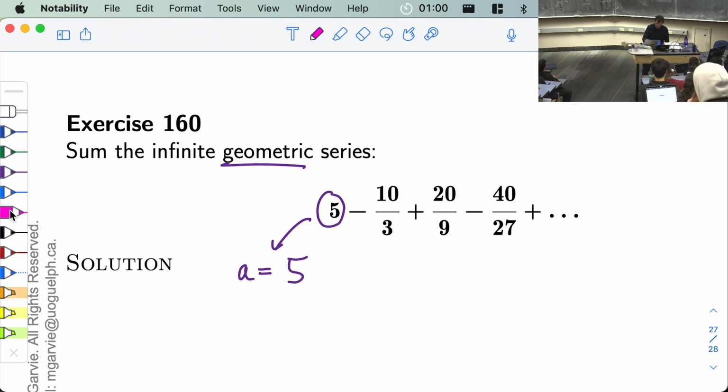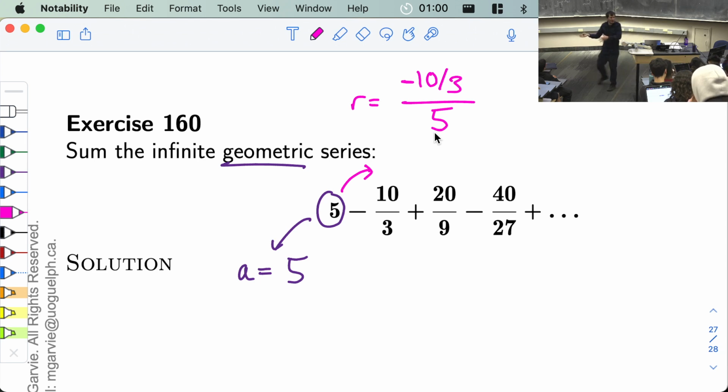What is the common ratio? What do you have to multiply 5 by to make negative 10 thirds? So r is the common ratio. It's going to be negative 10 thirds divided by 5, right? The thing you have to multiply 5 by to get negative 10 thirds is negative 10 thirds divided by 5. That's how multiplication works. So r is negative 10 thirds divided by 5.